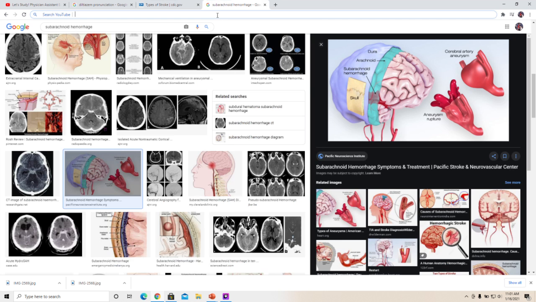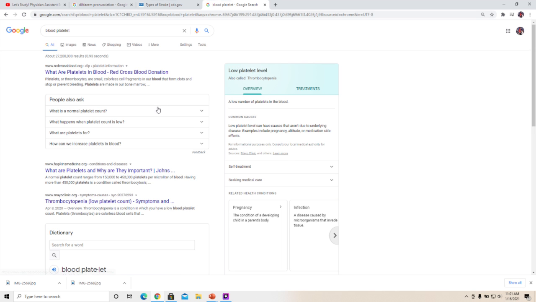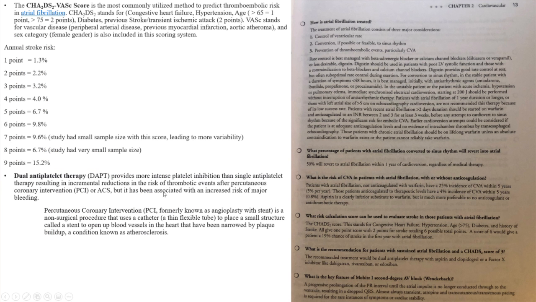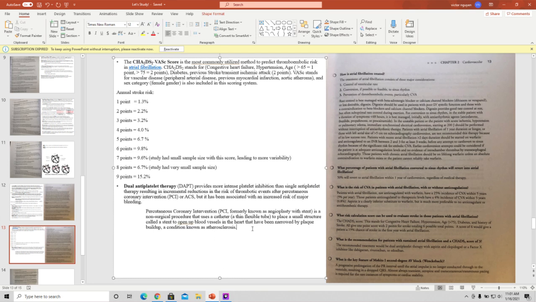Wait, blood platelets? I forgot what they do. Blood platelet. They're thrombocytes. Oh, they stop bleeding. Oh, they stop the bleeding. Okay.